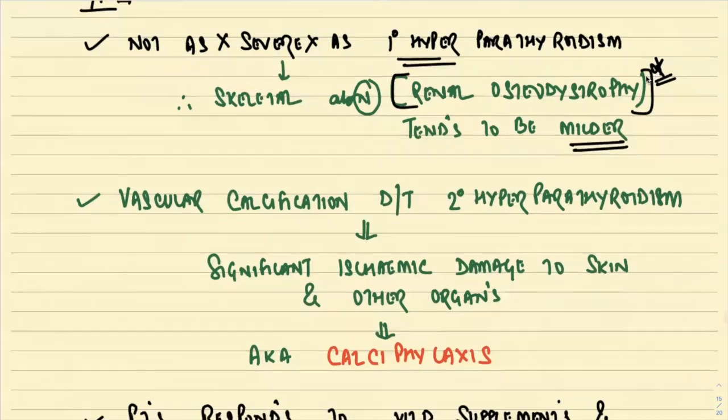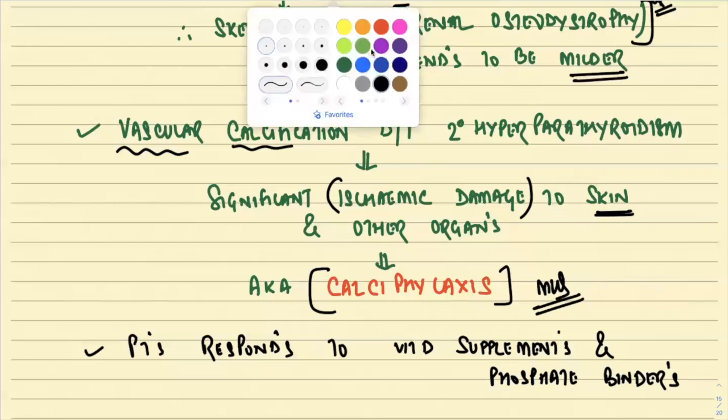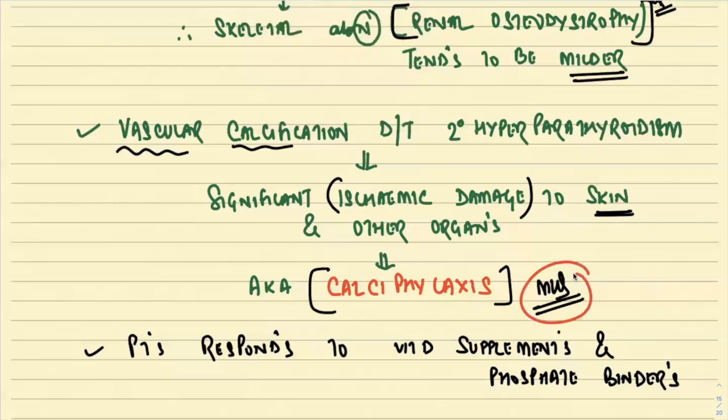Now, a very important and specific MCQ with regards to secondary hyperparathyroidism is that there is a lot of vascular calcification. Even though the overall serum calcium level is low, because of excessive parathyroid stimulation there are times when the calcium level suddenly increases. As a result, this increase leads to deposition of calcium in the vessels, causing significant ischemic damage to the skin and other organs. This ischemic damage induced by vascular calcification is called calciphylaxis. Everyone will remember this. What is calciphylaxis?